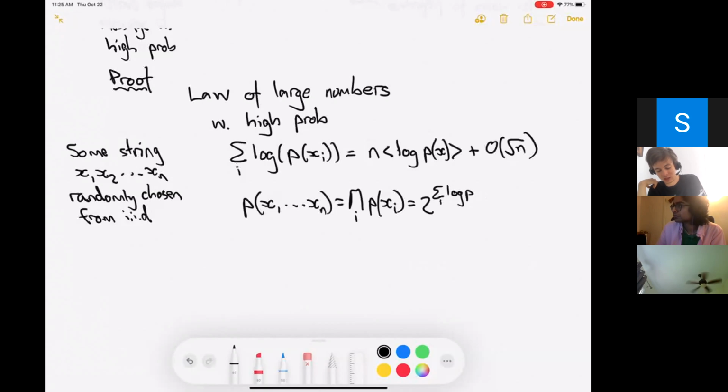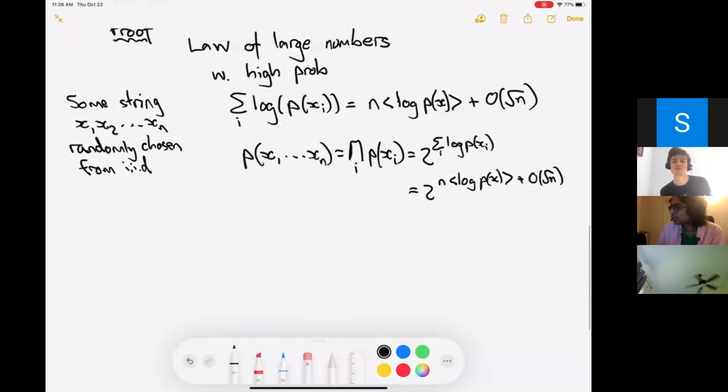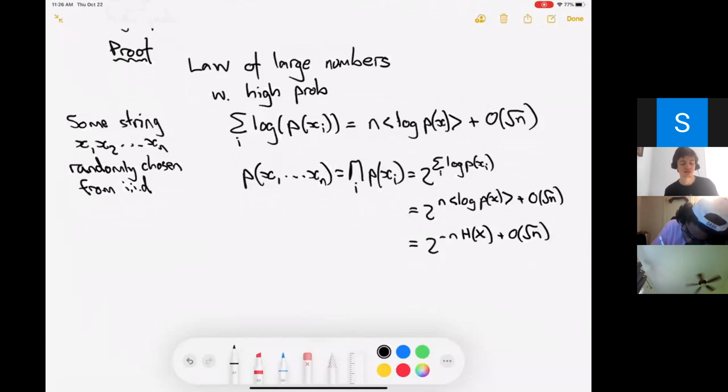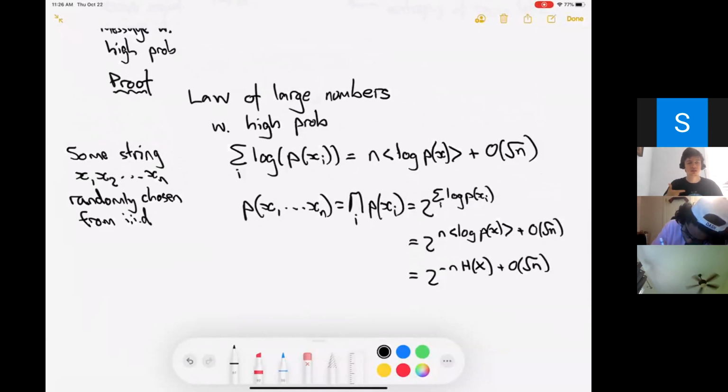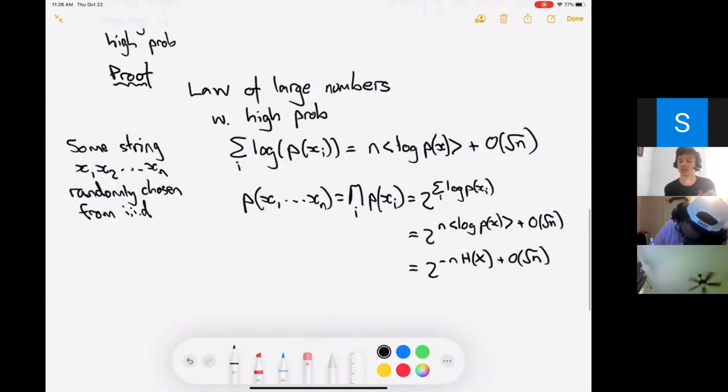Okay, the product of the probabilities p(x_i) is 2 to the sum over log p(x_i). This is then going to be equal to 2 to the n times the expectation of log p(x), plus order square root n. What's the expectation of log p(x)? Well, by definition, it's just minus the entropy H(X). So with very high probability, if we randomly choose a string, randomly look at some message, then that message will have probability 2 to the minus n times H(X), plus some subleading amount.